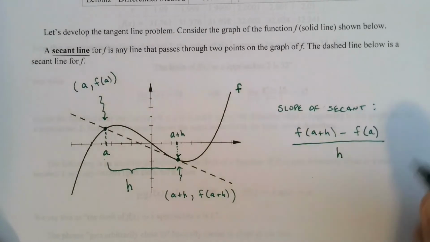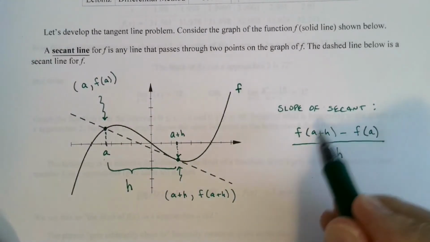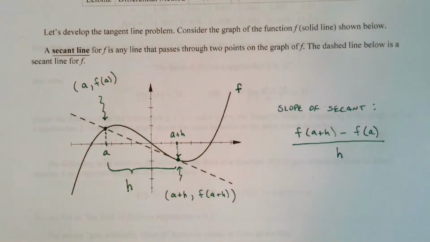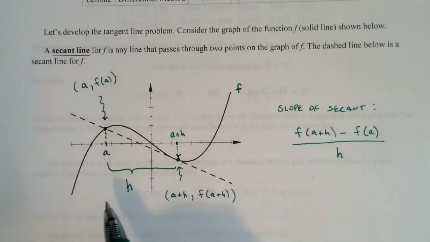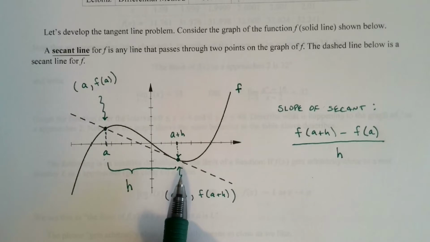Right? And this, it should look familiar. This is the difference quotient we've talked about, and we will continue to talk about. Difference quotient gives you the slope of this secant line. This quantity also represents what we call the average rate of change of the function. If you remember from pre-calculus, the average rate of change of a function going from a to a plus h.